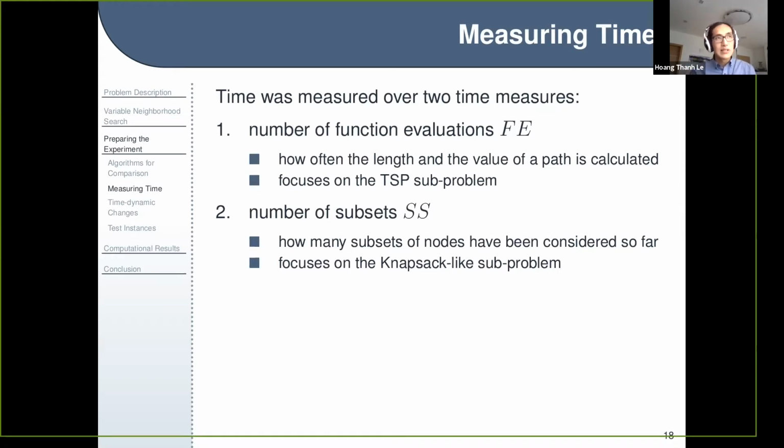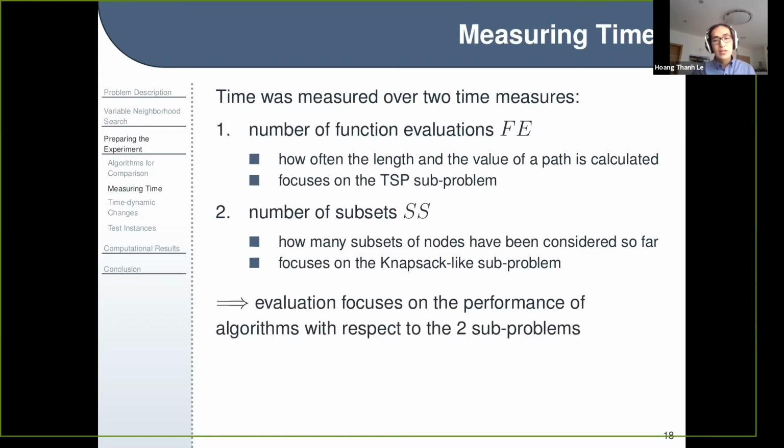For example, for a given subset of nodes, it is possible to calculate many paths that traverse these nodes, but this only counts as one subset. So it could be said that this focuses on the knapsack-like subproblem. And by choosing the time measures like this, which are also hardware independent, the evaluation focuses on the performance of algorithms with respect to these two subproblems.